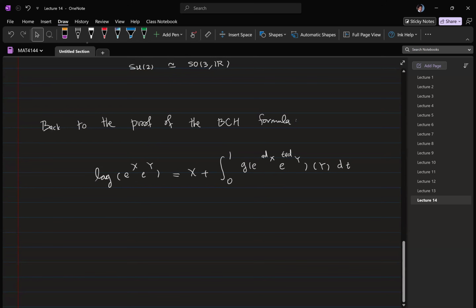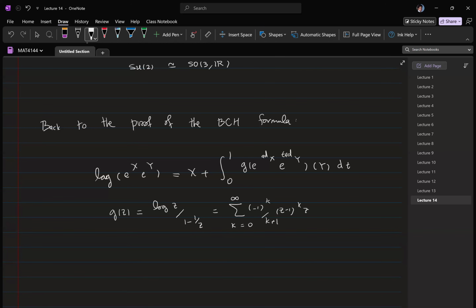And for some g, what is g? G is really this power series. It is like log z divided by 1 minus 1 over z, which you can expand as the sum of (-1)^k over k plus 1 times (z minus 1)^k, which you can also write as a power series in z minus 1. Okay.